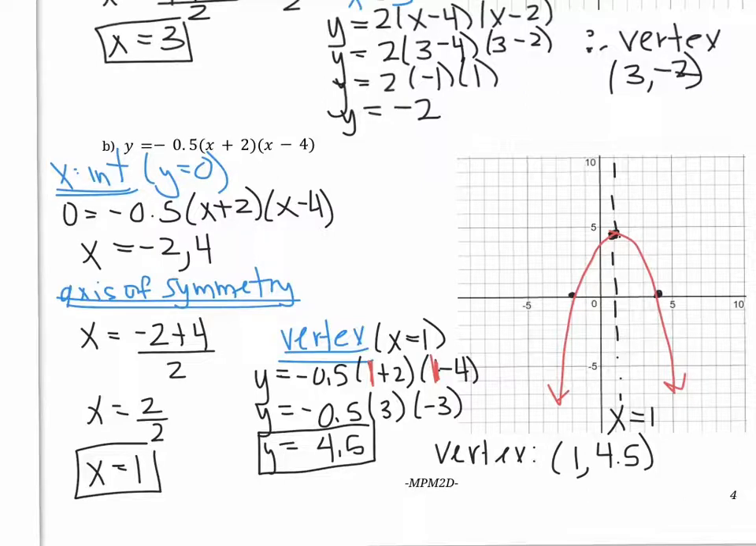So in summary, we learned all these different characteristics of a parabola and how to find them: x-intercepts, axis of symmetry, and vertex. If you were confused at any part of this video, go back and slowly rewatch it and then start your practice.